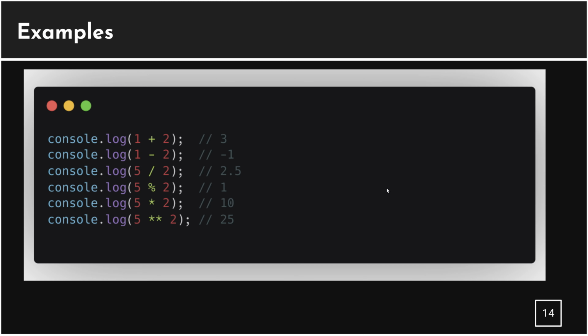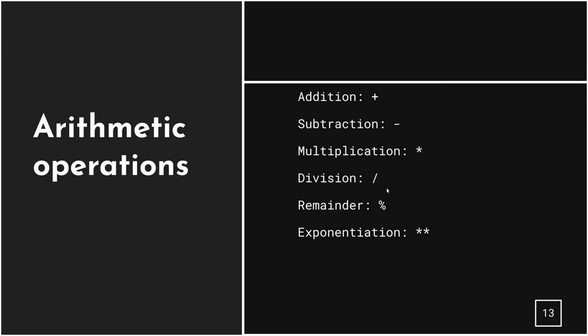So I think that's about it for arithmetic operations. Just to recap, we have these types of operations. We have the addition, the standard subtraction, the standard multiplication. Also the division, and the remainder. The remainder is actually the rest of a normal division. The exponentiation is the same as the mathematical exponentiation.